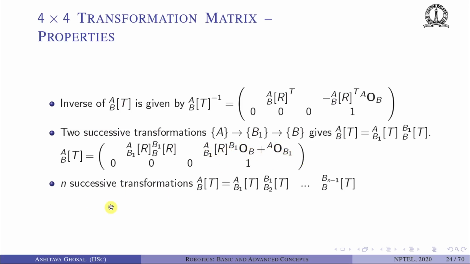Likewise, if you have n successive transformations, A to B1, B1 to B2, finally Bn minus 1 to B, the resultant transformation is nothing but the product of the 4x4 homogeneous transformation matrices in the order of the translations and orientations that you have done.